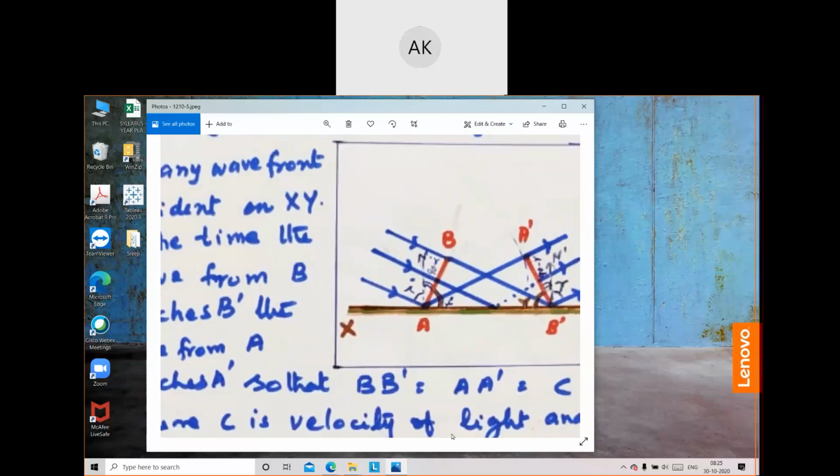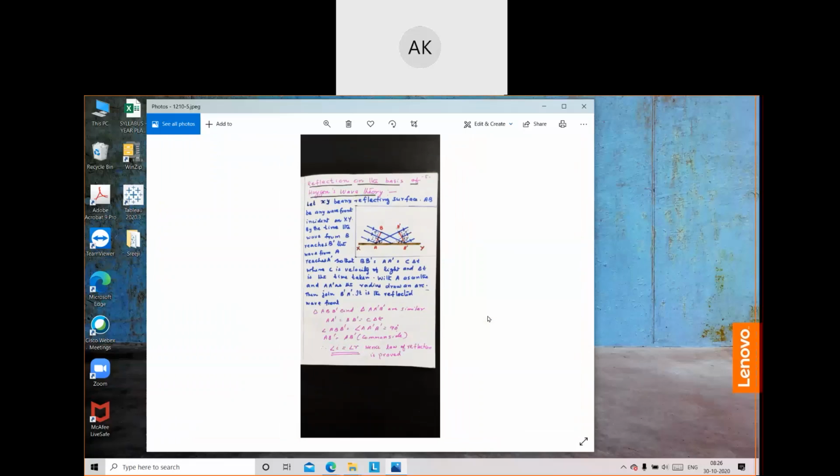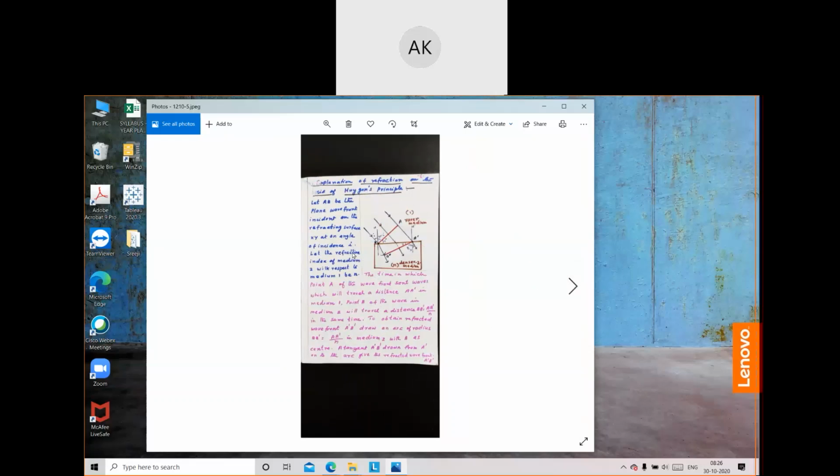Therefore angle I equals angle R, which is the law of reflection. So hence we can prove the law of reflection with this. Okay, so it is the proof. If anybody has a doubt, you can call me.